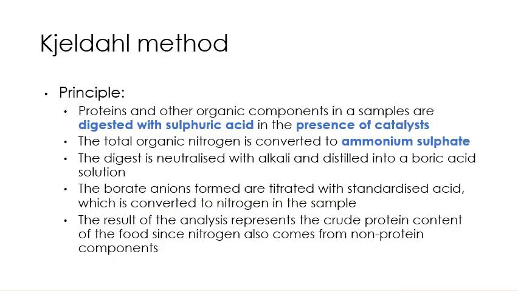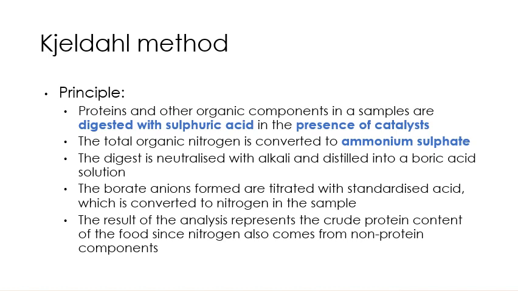For Kjeldahl methods, the idea is that the protein and other organic components in the sample are digested with sulfuric acid in the presence of a catalyst. Now this total organic nitrogen from proteins is converted to ammonium sulfate, and the digest is then neutralized with alkali such as sodium hydroxide, and then distilled into a boric acid solution. So the ammonium ion is then formed, and later titrated with standardized acid, which then converts nitrogen in the sample.